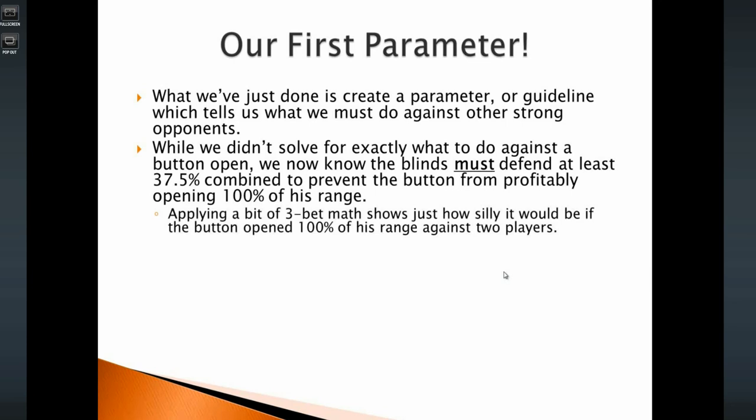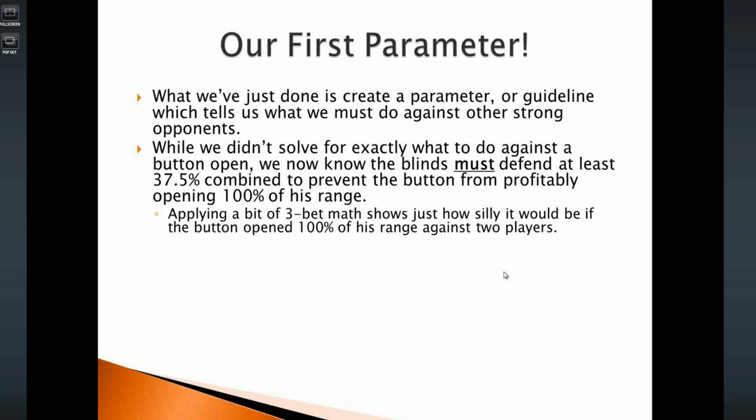Now, the exception to this math would be if the opponent could open any 2 cards on the button. Then that wouldn't tell us we need to defend that aggressively, because now, maybe the button should be able to open any 2 cards profitably. So when we set that equation up to equal 0, that might not have been right because all hands maybe should have been profitable. But if you apply a little bit of 3-bet math, it will show you just how silly it would be if the button opened 100% of his range against 2 players.